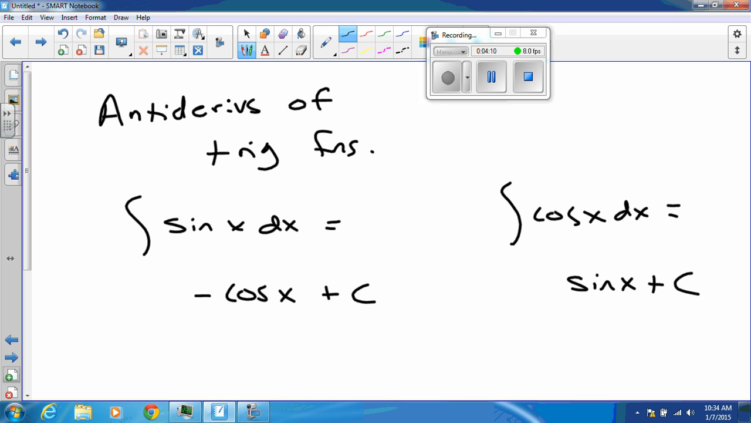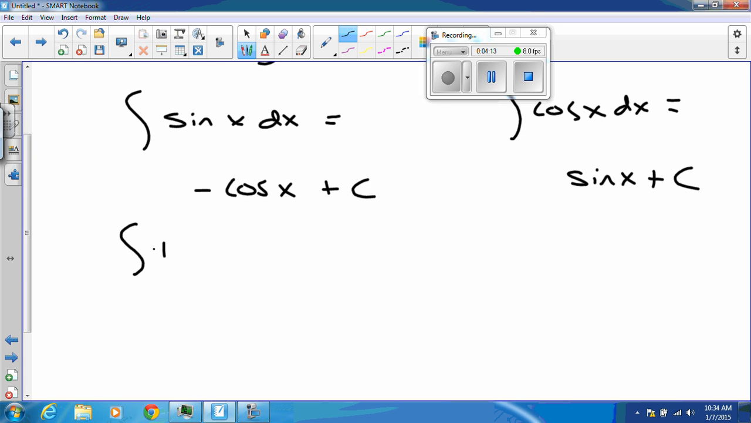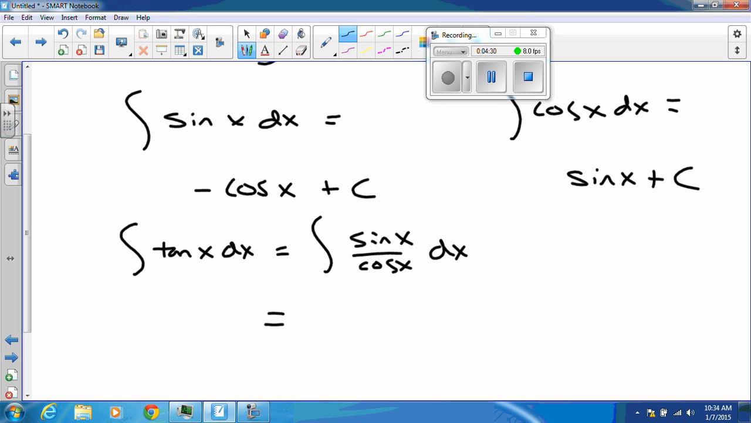Okay? So there's that. With tangent and cotangent, we're going to use substitution by rewriting tangent as sine over cosine, and then letting u equal the entire denominator, which is cosine x. And if u is the entire denominator, then du is negative sine x dx, so that just a little bit of repair will take care of the issue for us. So that we now have negative integral of du over u, which is, of course, negative natural log of the absolute value of u.